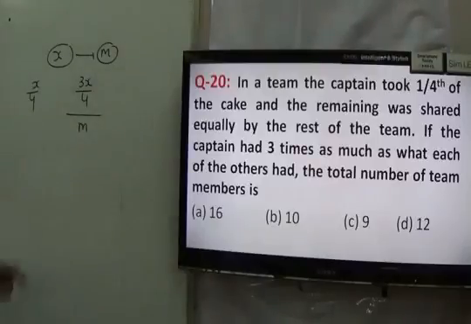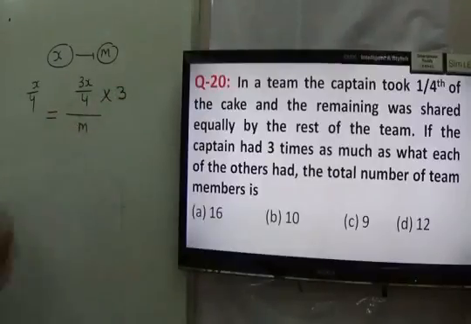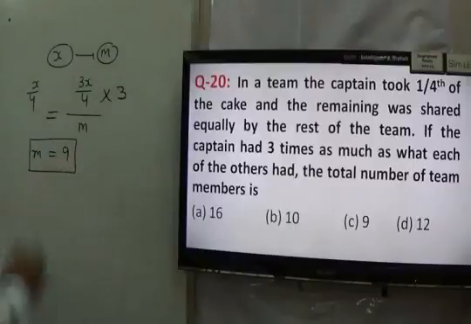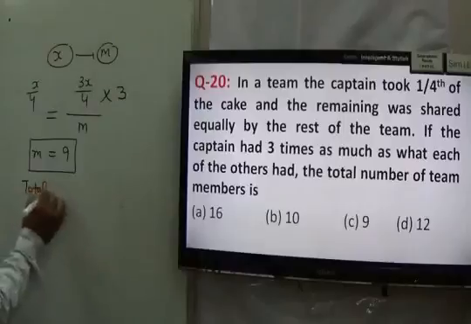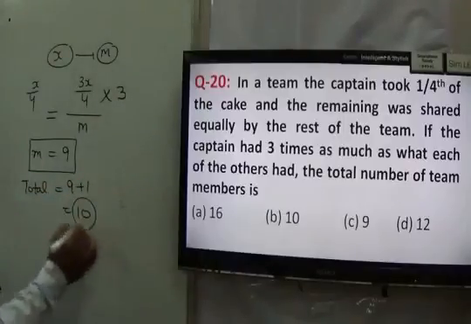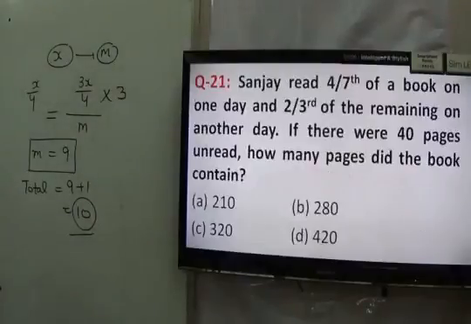Now it is given that the share of the captain is 3 times as much as of this, means multiply by 3, both are equal, right? From here I can find the value of m, and by solving it I can say m equal to 9. It means that except the captain there are 9 persons in the team. So the total number of persons in the team is equal to 9 plus 1, which is 10. Here I can say the total number of members in the team is equal to 10.